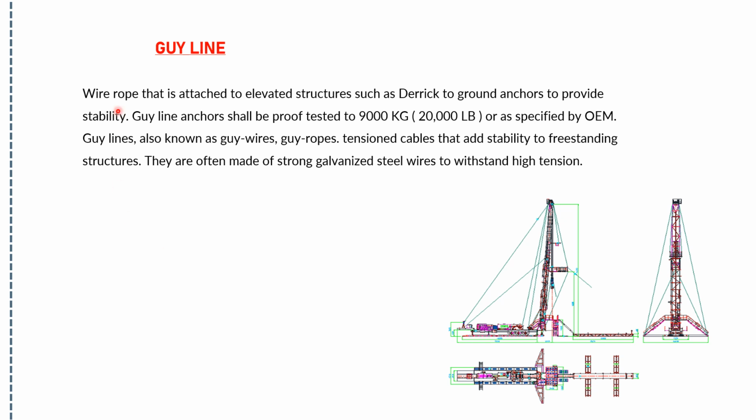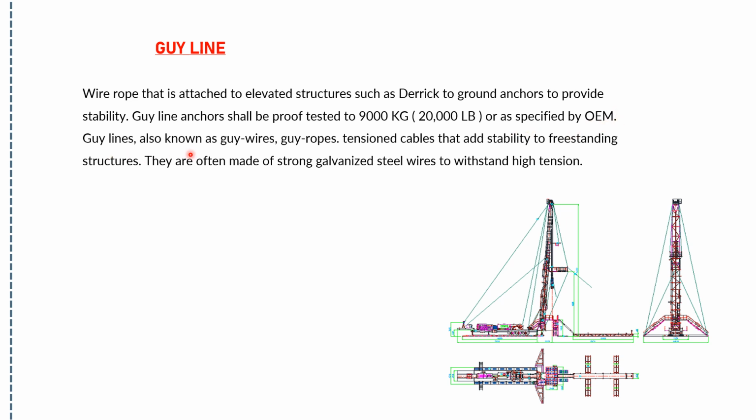Guy line. The guy line is a wire rope that is attached to elevated structures such as the derrick, to the ground anchors or to the floor anchors, to provide stability. Guy line anchors shall be proof tested, where these guy lines are tied in the floor. Guy line anchors shall be proof tested to 9,000 kilogram or 20,000 pound, or as specified by the original equipment manufacturer, OEM.